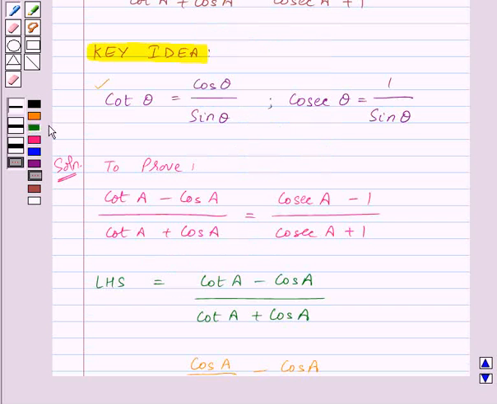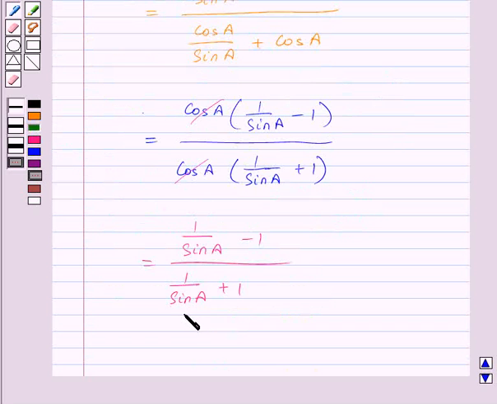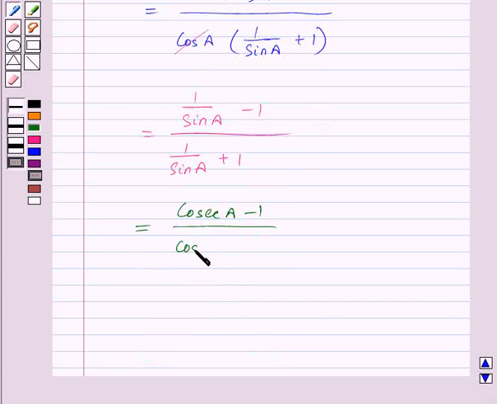Now, from the key idea, we know that cosecant theta is equal to 1 upon sin theta. So here, 1 upon sin A will be equal to cosecant A. And thus, this will be equal to (cosecant A minus 1) upon (cosecant A plus 1), which is equal to RHS.